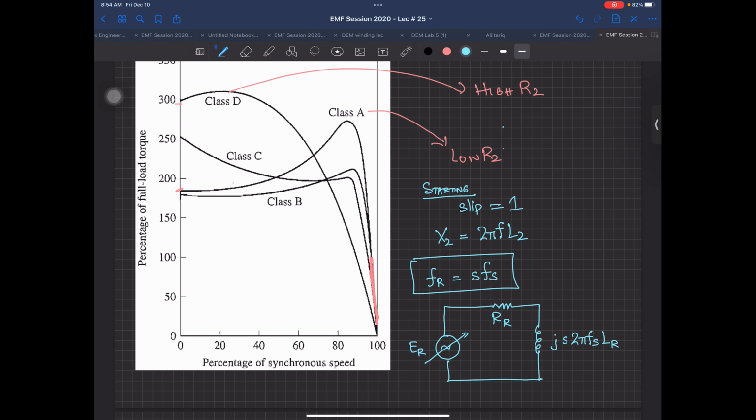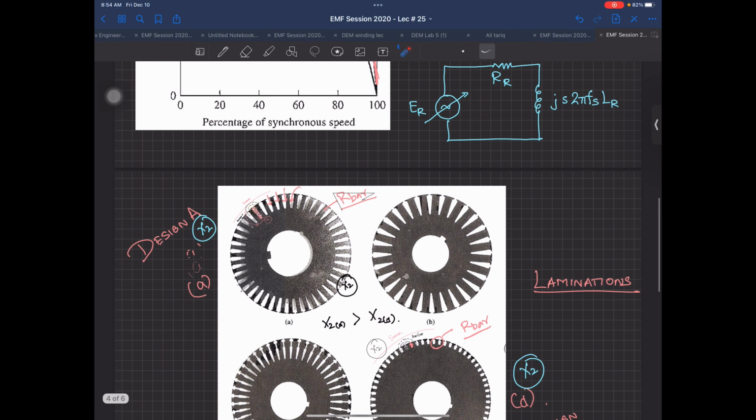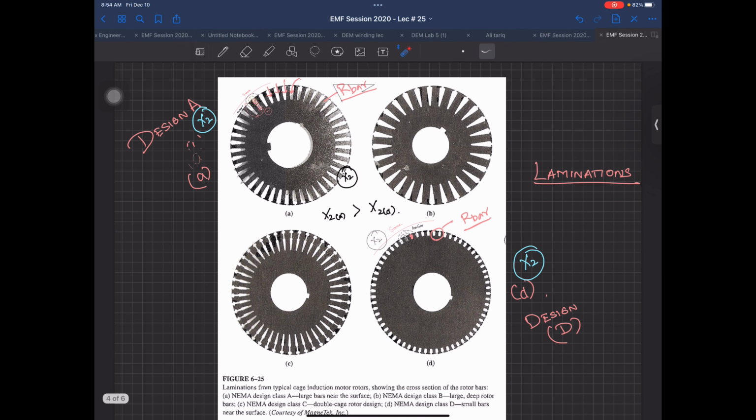Okay, now coming back to what we were discussing, we were talking about the X2, the leakage reactance of your rotor, with respect to design class A and design class D. We decided that X2 for design class A is larger than the X2 of design class D. So what advantage or disadvantage will it get?